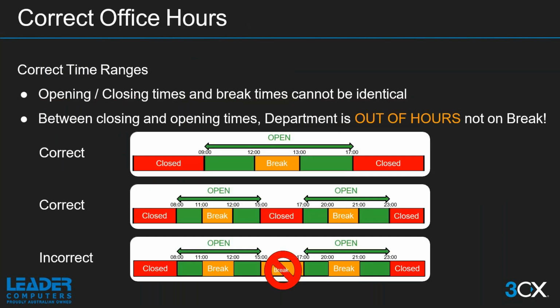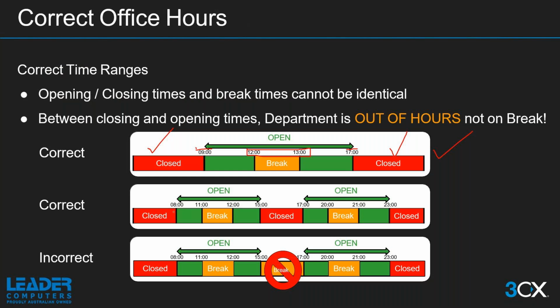And correct office hours, correct time ranges. So there is a specific way you need to do it. You can have multiple open and close times in between, and you can have multiple breaks in between, but you cannot have multiple breaks in between one set of closed hours. So basically, this is a correct way because you have a close time, which is out of hours, close time out of hours, and 9 to 5, the open hours, and from 12 to 1, you have the break.